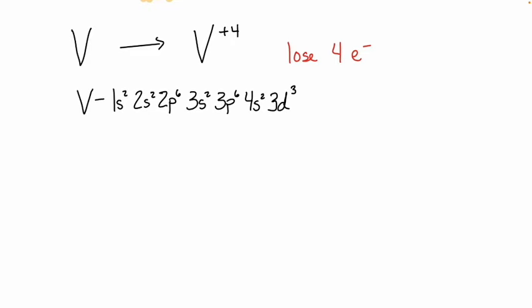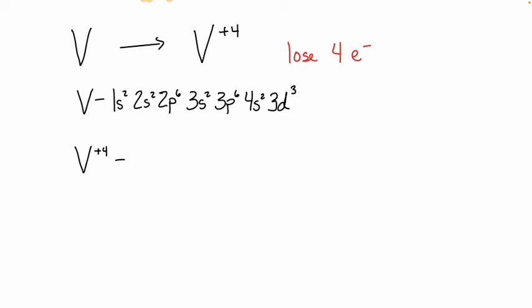All right, so we have our electron configuration for vanadium. What I want is the electron configuration for the vanadium 4 ion. Remember, our electron configuration tells us where the electrons in a vanadium atom live. So I'm going to pull electrons off of that electron configuration. I'm going to take 4 electrons away from this configuration in order to get my vanadium ion.